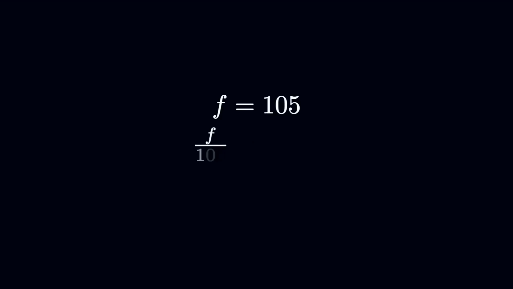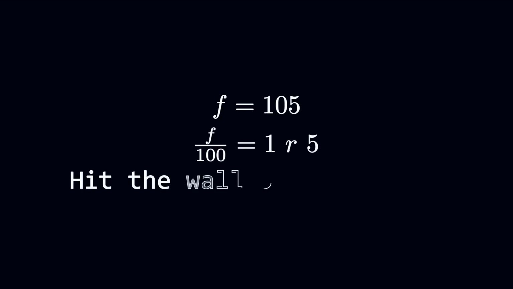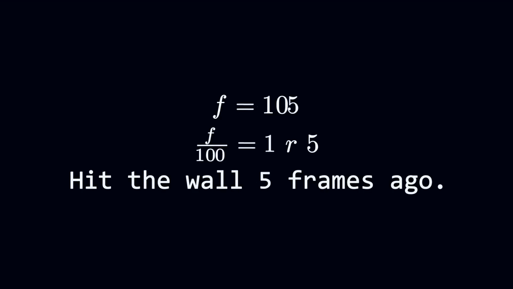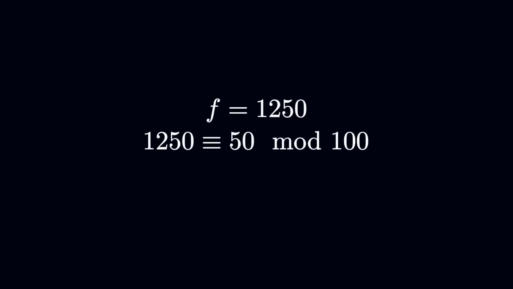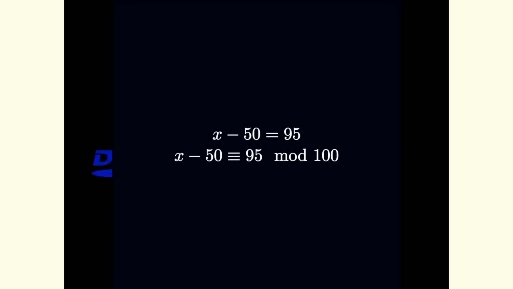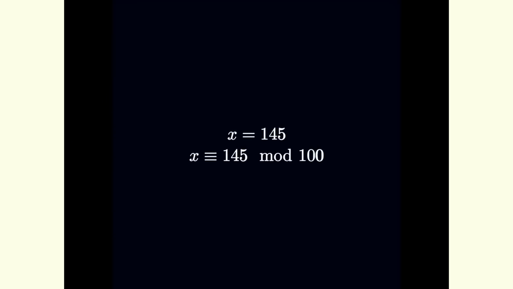If f equals 105, we divide by 100 and get 1 with a remainder of 5, meaning we hit the wall 5 frames ago. If we're on frame 1250, we divide by 100 and get 12 with a remainder of 50, meaning we've hit the wall 50 frames ago. Notationally, we say that 1250 is congruent to 50 mod 100, meaning that 1250 and 50 have the same remainder when divided by 100. And the nice thing about this notation is that it obeys many of the same rules as regular algebra. Just whenever we reach the value of our period, we roll back over to 0.